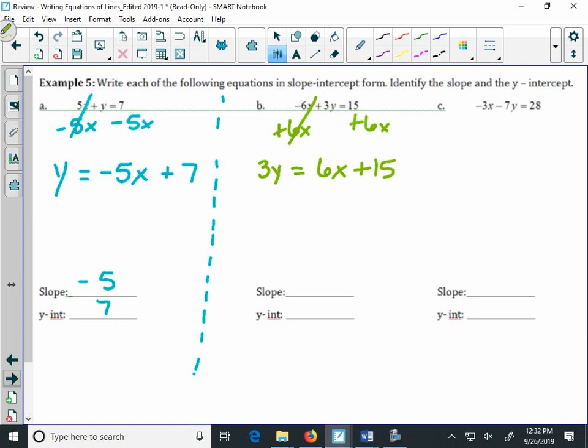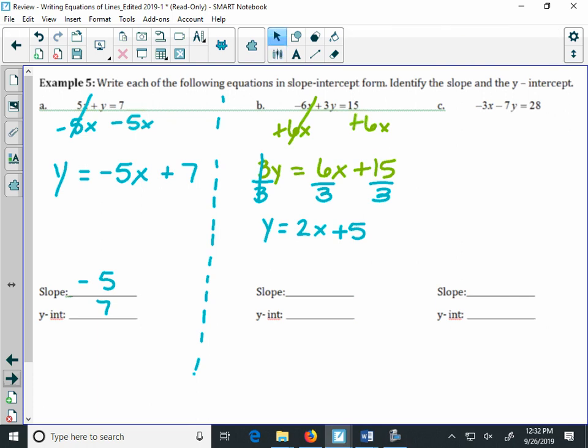To get y by itself, what do we need to do with that 3? When I divide by 3, that cancels. 6 divided by 3 is 2. 15 divided by 3 is 5. What is my m? And what is my b? What's my slope? 2. The number with the x is my slope. What's my y-intercept?